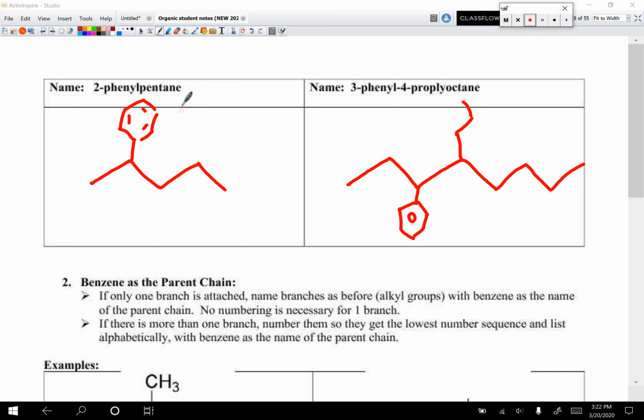So you will notice I drew benzene differently in both cases right here. We have the 3 double bonds, and here we have the circle. It doesn't matter which way you represent it, you're going to see both. So you're going to choose whichever one you like most, and then write them how you want to. All right, and that should be our 2-phenylpentane right here, and of course our 3-phenyl-4-propyloctane.